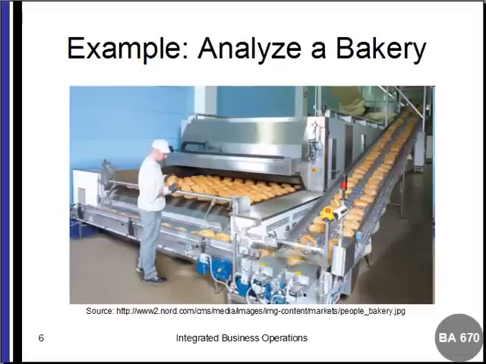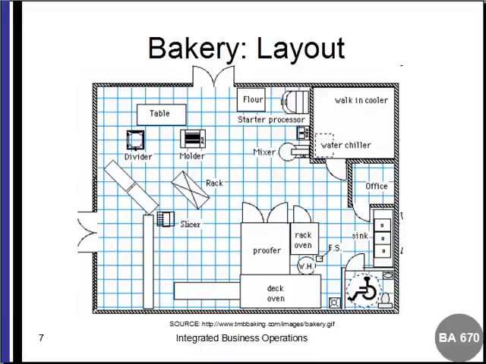As an example, let's take a look at a bakery. If we look at a bakery layout, you'll see the different equipment located in different places, from the walk-in cooler with a water chiller, even the office, the restroom, a sink, ovens, proofers, racks, slicers, dividers, molders, tables, flours, starting processors, all organized in a certain way, probably based on the experiences of the owner of the bakery to optimize the ability of the bakers to produce the products that they're supposed to produce on a daily basis.